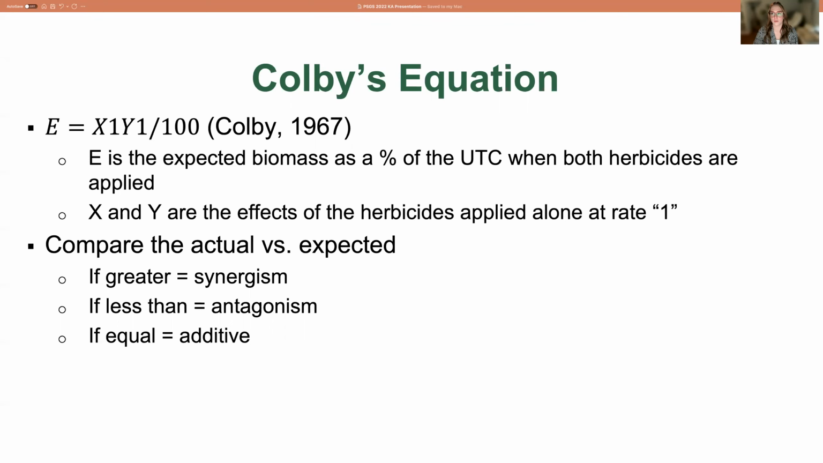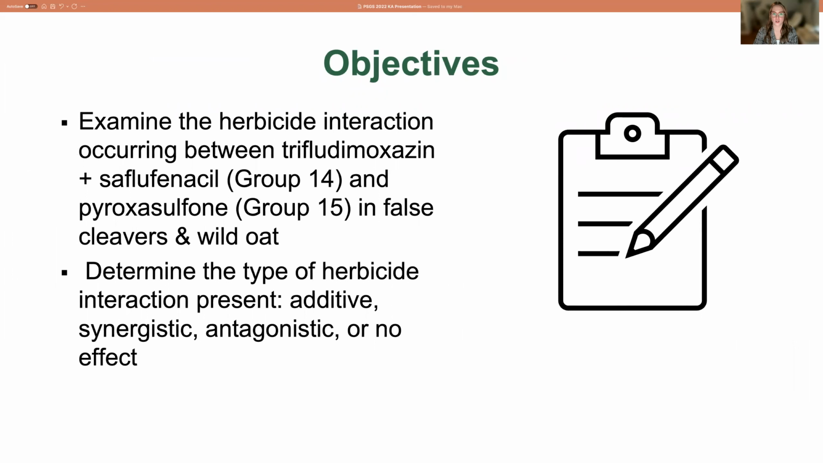My experimental objectives: to examine the herbicide interaction occurring between Trifludimoxazin and Saflufenacil, my group 14s, and Pyroxasulfone, group 15, in false cleavers and wild oat, and determine the type of herbicide interaction present, whether it was additive, synergistic, antagonistic, or no effect. And it was hypothesized that combining these three herbicides would result in an additive interaction where the expected plant response is equal to that observed in false cleavers and wild oat.